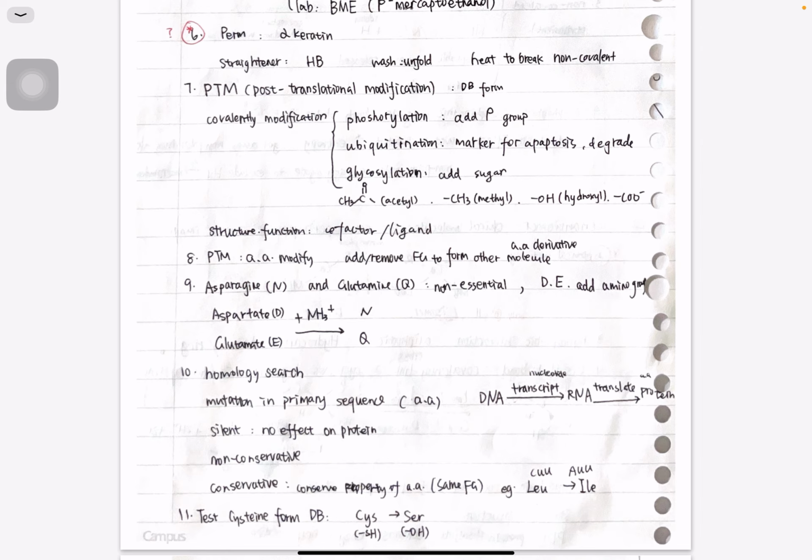And conservative means you conserve some of the structure or some of the properties of the amino acid, because maybe you have the same functional group, like leucine and isoleucine. And if you want to test the system for how it forms the disulfide bond, maybe thiol and hydroxyl can both form hydrogen bonds. Maybe it's not the thiol that works, maybe it's the hydrogen bond. That's not the focus.